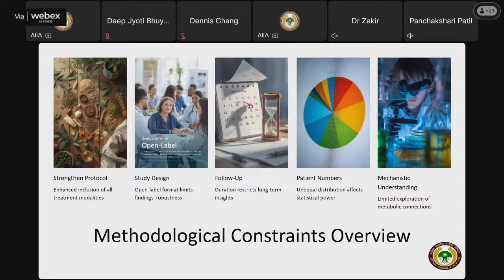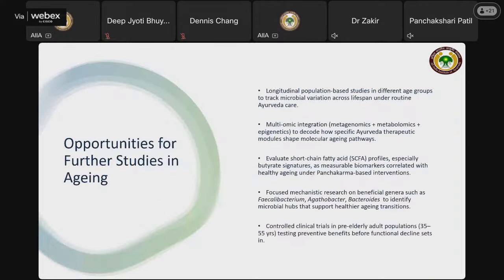When we were conducting it, we understood that we can have more elaborate and wider black box designs, including the entire principle of Ayurveda, study design, follow-up, and patient numbers, which we can increase. We can also conduct mechanistic understanding studies, which can go into deeper insights of the microbiome.